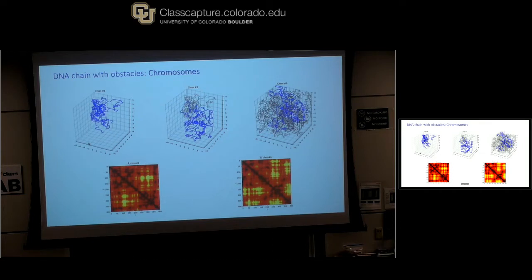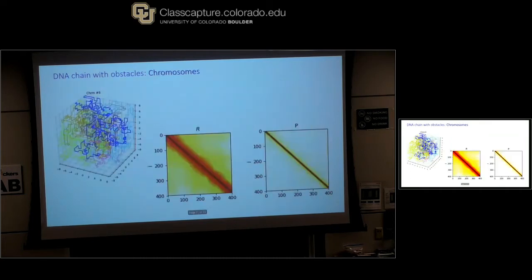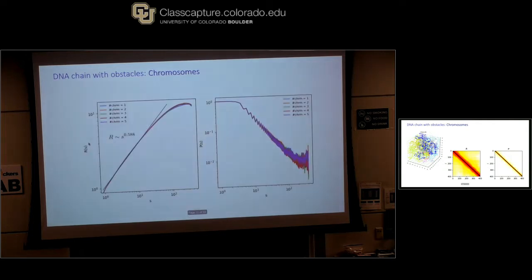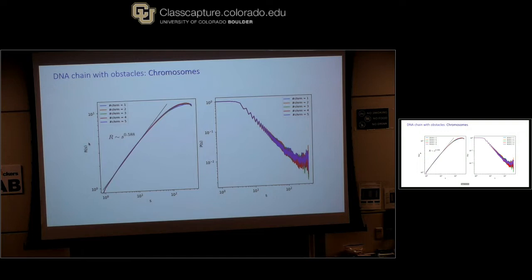However, when you do several of these runs and average all of them, you get an Rij that doesn't really have any structure. It's just thick on the diagonal, which is expected from an unconstrained random walk. Moreover, if you look at the R of S and the P of S, what we obtain are the scaling exponents expected for a myopic random walk. Including more chromosomes doesn't really make a difference in any of these curves. So it doesn't make a difference to add these obstacles this way.